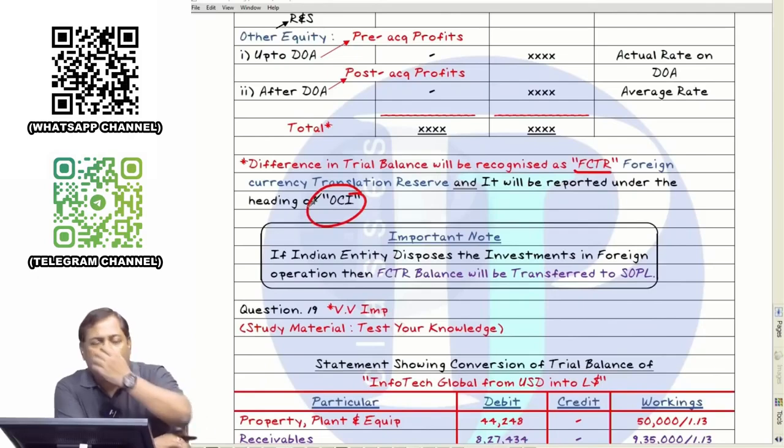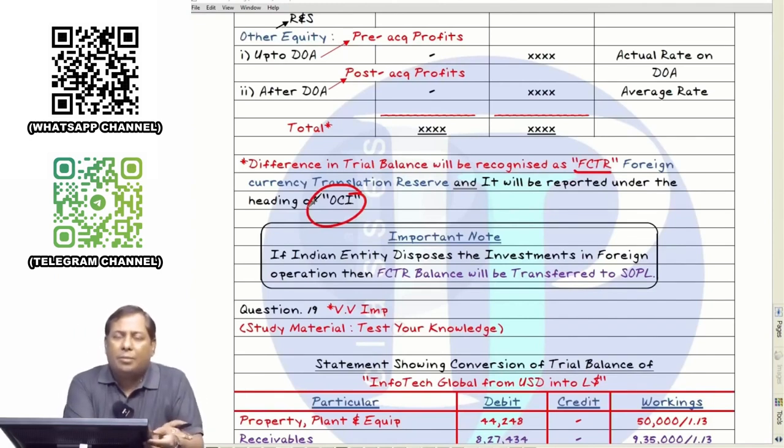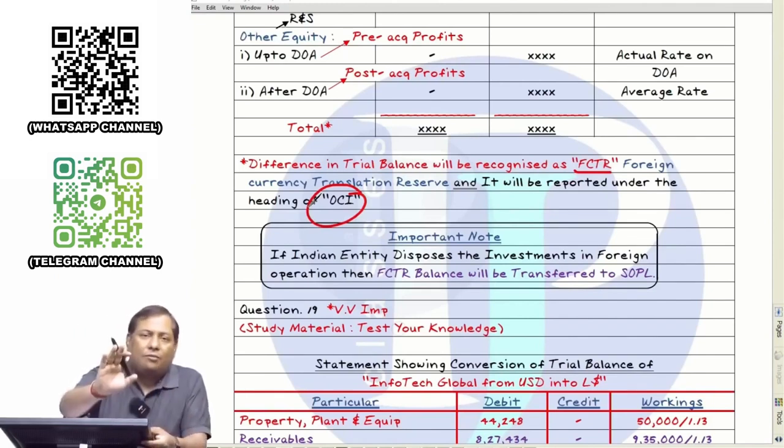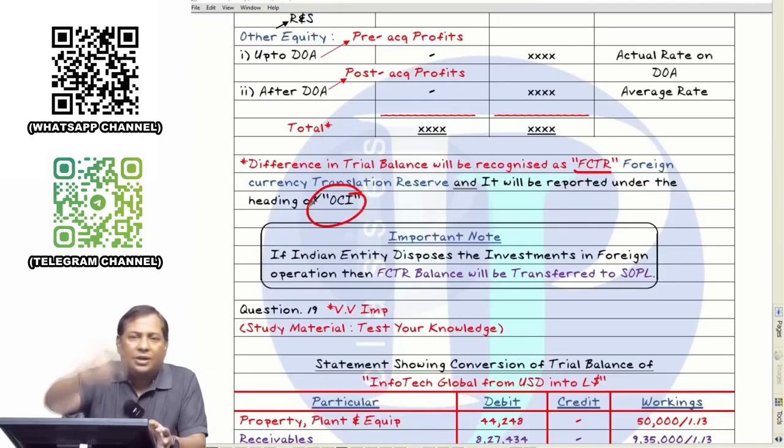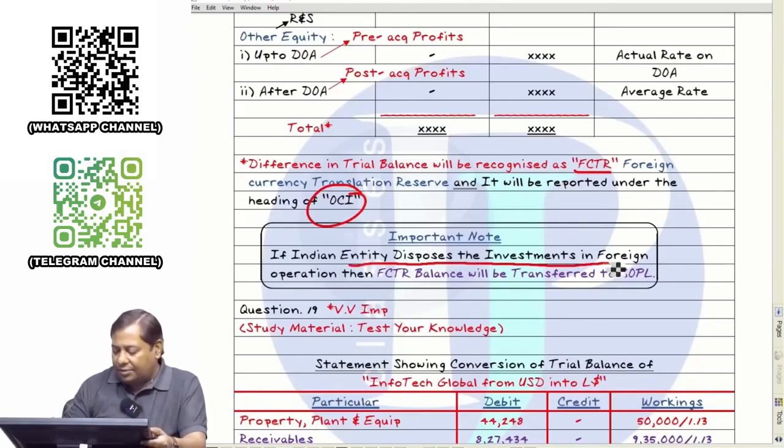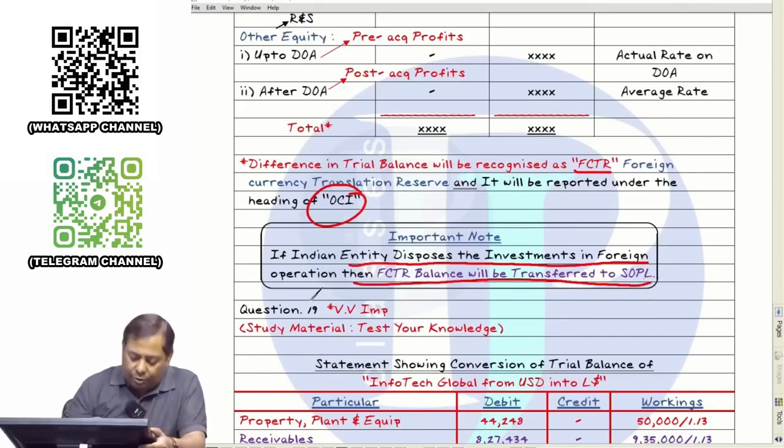Then a student asked me whether FCTR is classified as recyclable or non-recyclable. I had said that this is recyclable. It will remain unchanged for as long as the foreign operations continue. And as soon as you sell the foreign operations, we put FCTR in P&L. It's all written as well. If the entity disposes of the investment in foreign operation, FCTR is transferred to P&L. Then we did question number 19, very important.